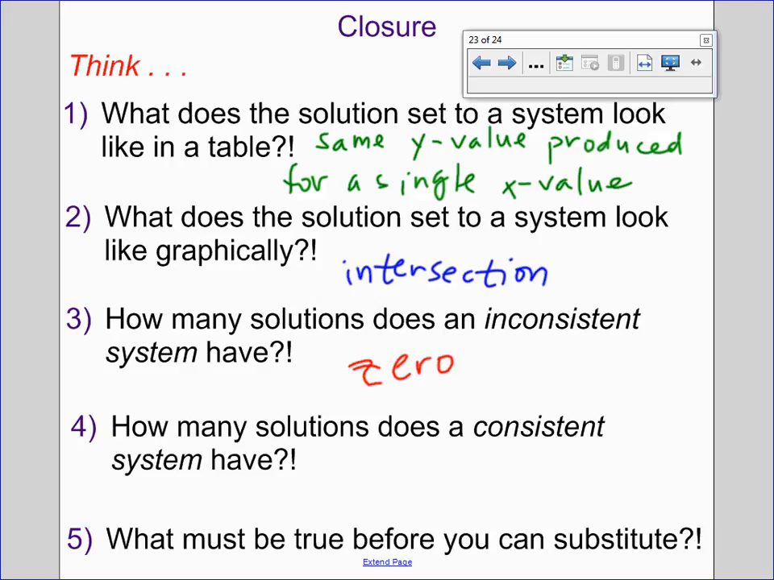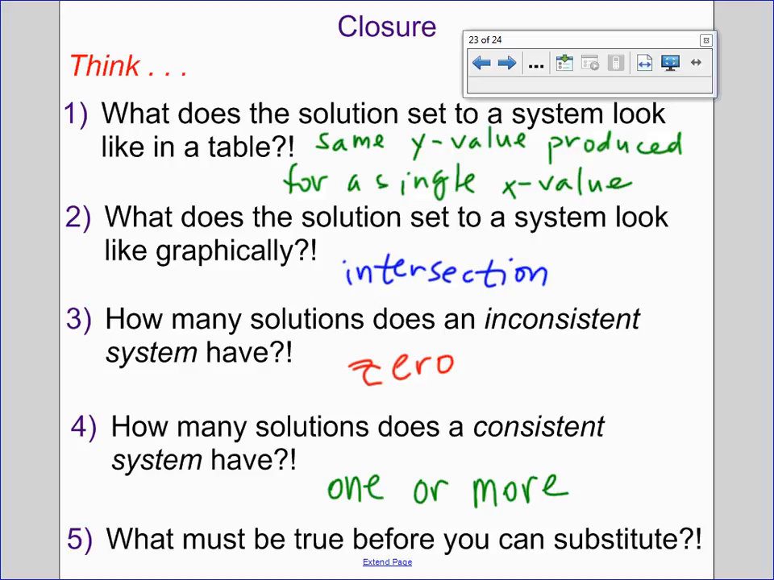Good. How many solutions does a consistent system have? Nicole? One more. Good. 1 or more. It could be 1, it could be 2, it could be infinitely many, but 1 or more. So it just requires that there are solutions to be consistent.